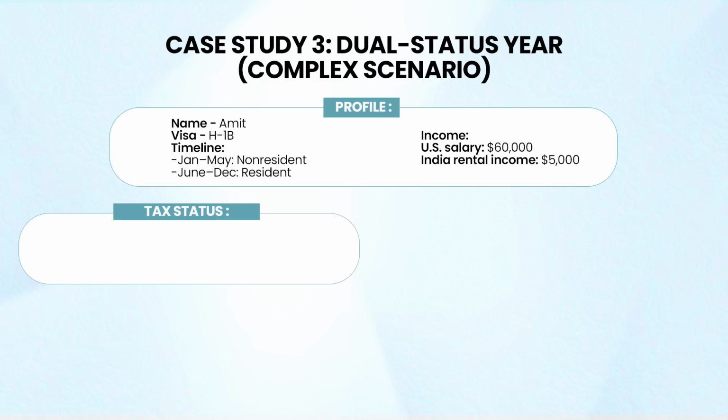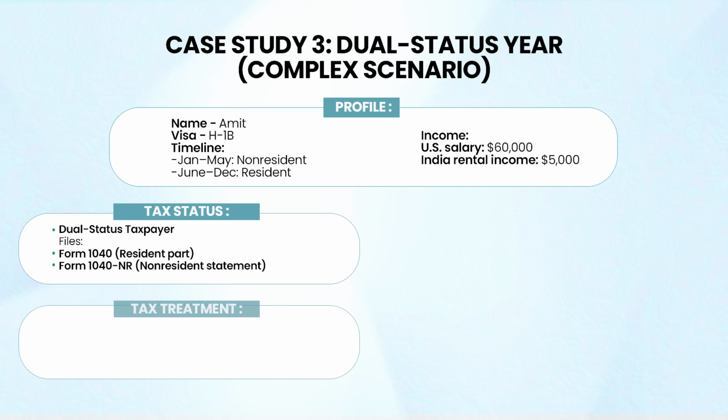Now let's look at his tax status. Since Amit was a non-resident for part of the year and a resident for the other part, he is classified as a dual status taxpayer. Because of this, he has to file two forms. He will file Form 1040 for the resident period and Form 1040 NR as a statement for the non-resident period.